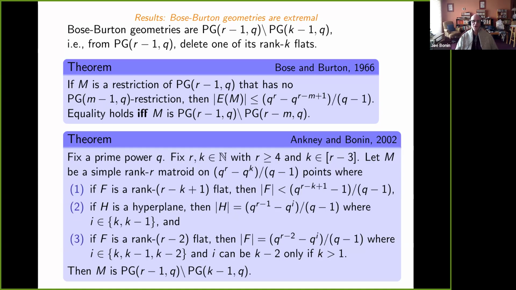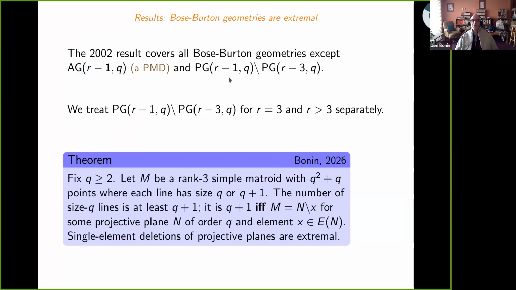So the interesting thing is, what doesn't this cover? It doesn't cover PG(r-1,q) remove PG(r-2,q). Of course, that's an affine geometry, which comes under the perfect matroid designs. The interesting thing that it doesn't cover is PG(r-1,q) delete PG(r-3,q). So for instance, a projective plane with a point removed. Well, here's a characterization of those in terms of maximizing valuative invariants.